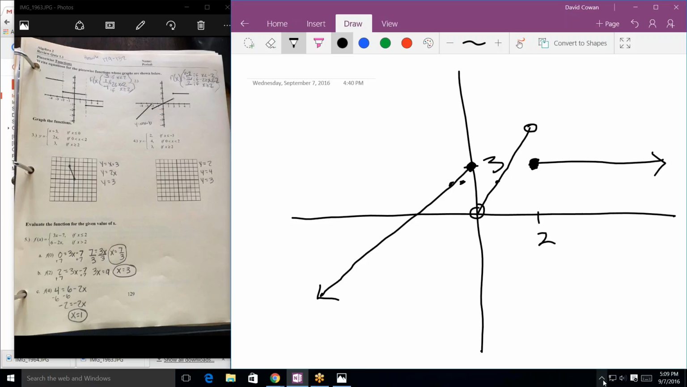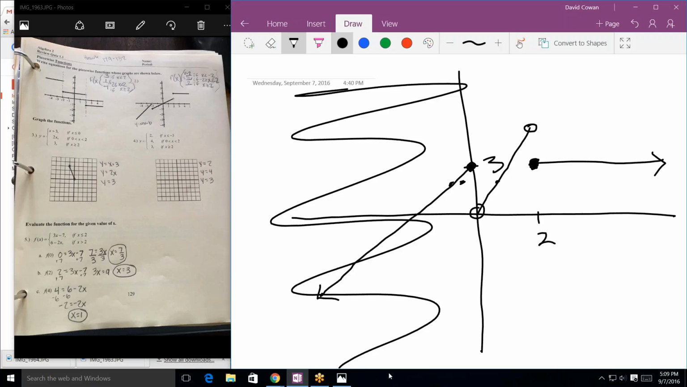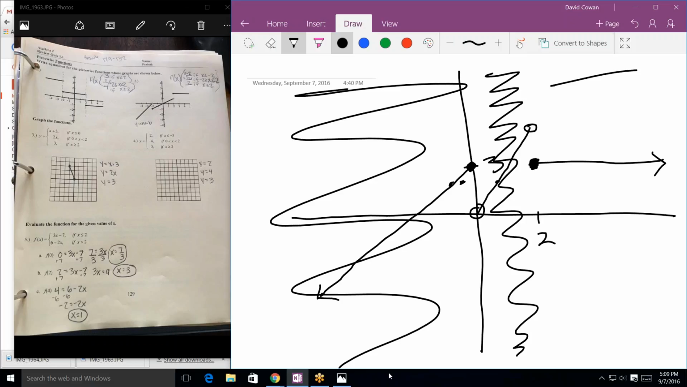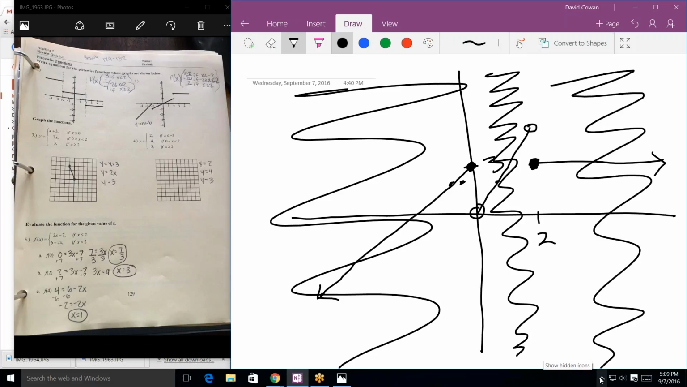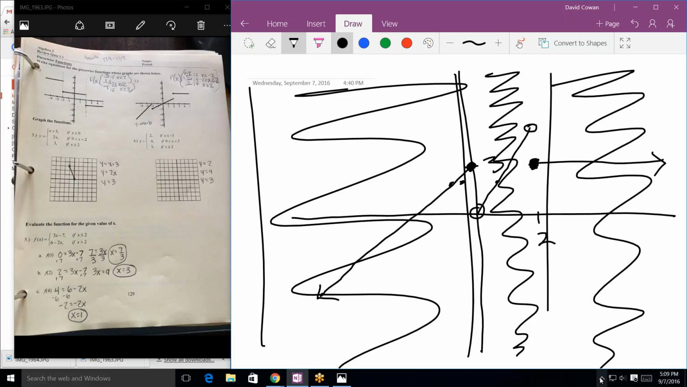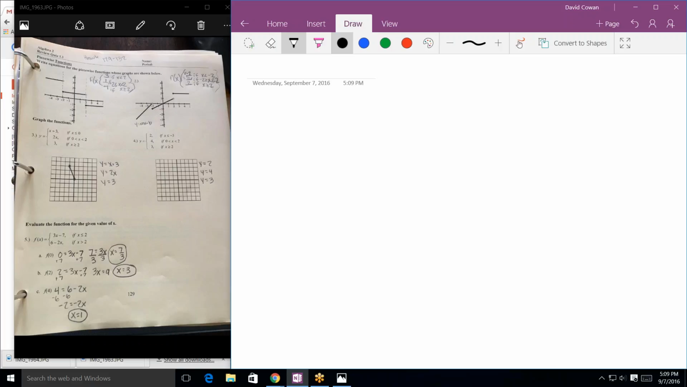Okay. And notice now we have 3 regions. We have everything where x is less than or equal to 0. We have everything where x is between 0 and 2. And we have everything where x is greater than 2. That's the way I want you to think about them, as the domain. In other words, you have separate areas of domain that are all separated by vertical lines, pretty much.